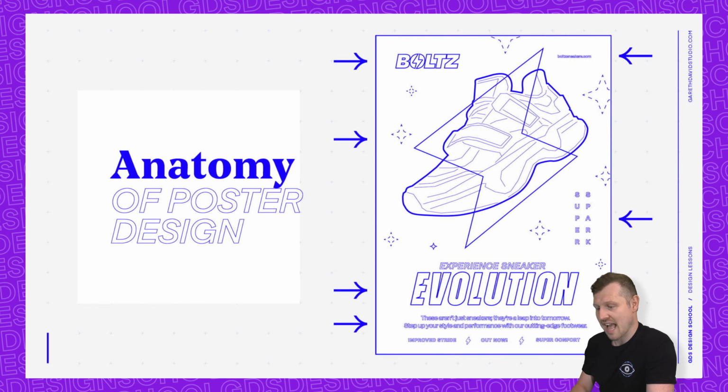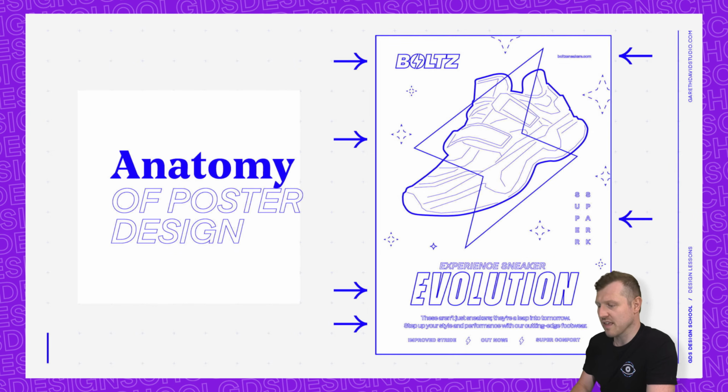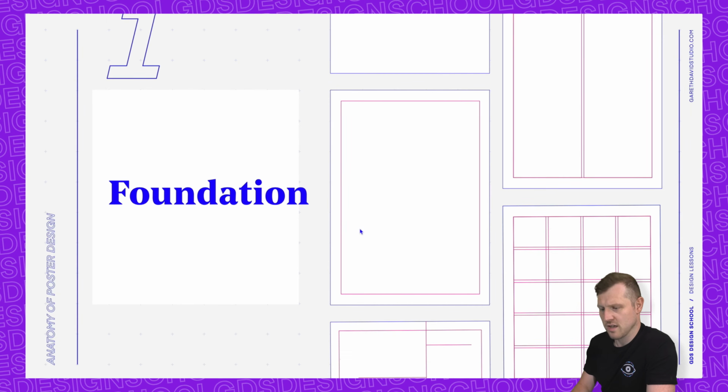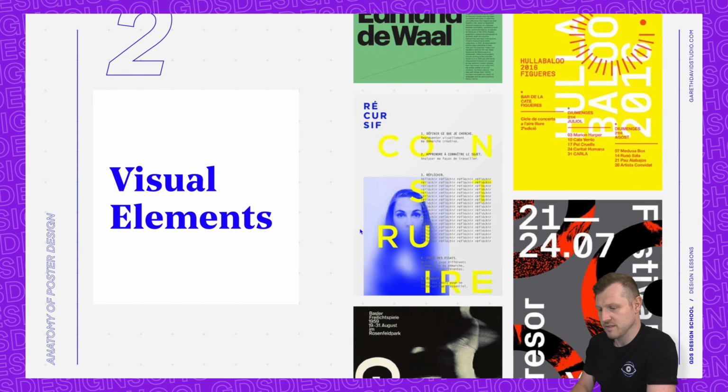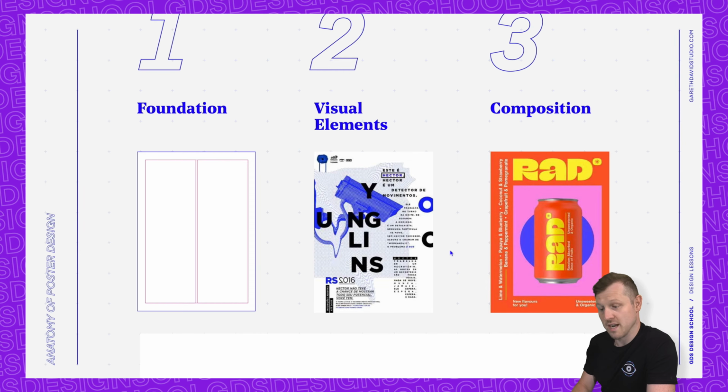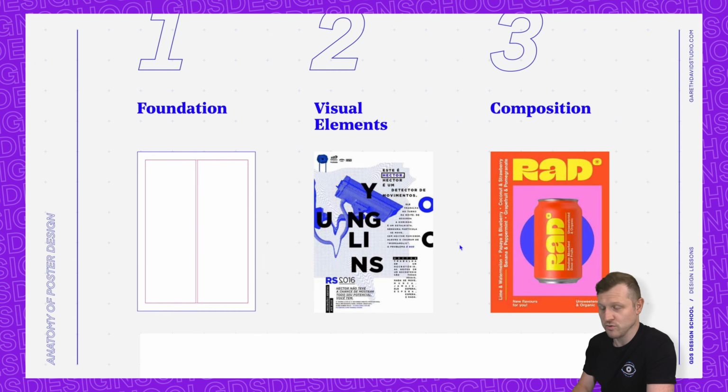So when it comes to the anatomy of poster design, I like to think there are three key parts to keep in mind. 1. Poster foundation. 2. Poster visual elements. And 3. Poster composition. These three key parts combine to make the anatomy of poster design.